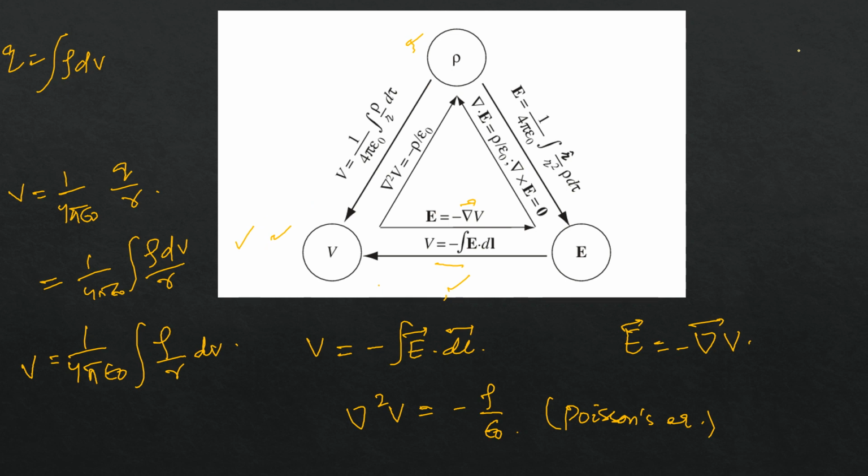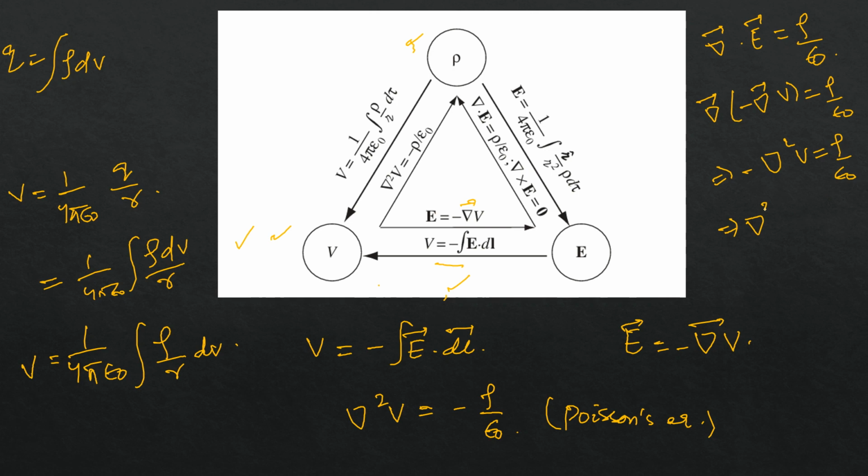Now what about rho and E? Again, del dot E is equal to rho by epsilon naught. We know it, right? From this one only, if you put minus del V in place of E, we get your Poisson's equation, that is minus del square V is equal to rho by epsilon naught, that is del square V is equal to minus rho by epsilon naught. Now what about this one? This is for the electrostatic field, where curl of E is equal to 0.